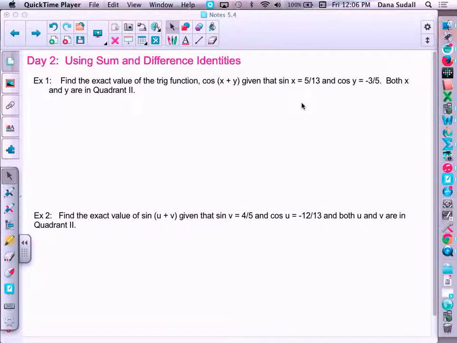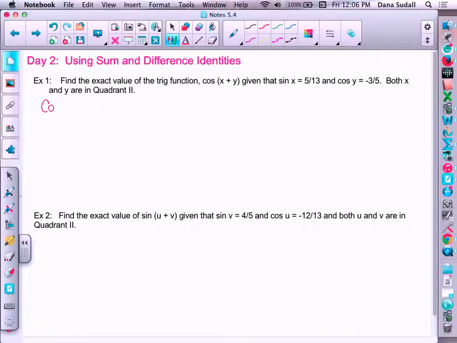Okay, so for the second piece of this, you're using the sum and difference identities to evaluate a trig function when you just know pieces of each of the individual angles there. So cosine of x plus y is what I'm looking for. They don't tell me anything about angle x or angle y individually, but they do tell me that the sine of x is 5 over 13, and cosine of y is negative 3 over 5, and both of those triangles are in the second quadrant. So we'll draw those two triangles.